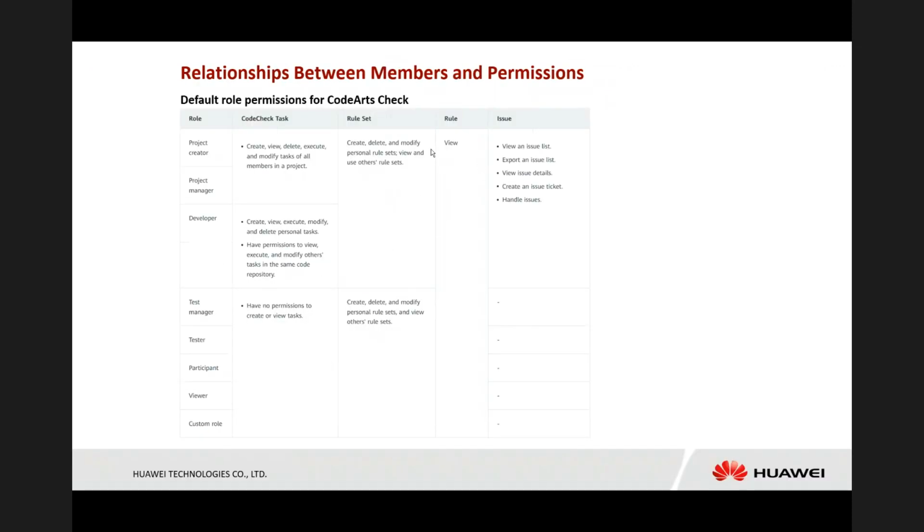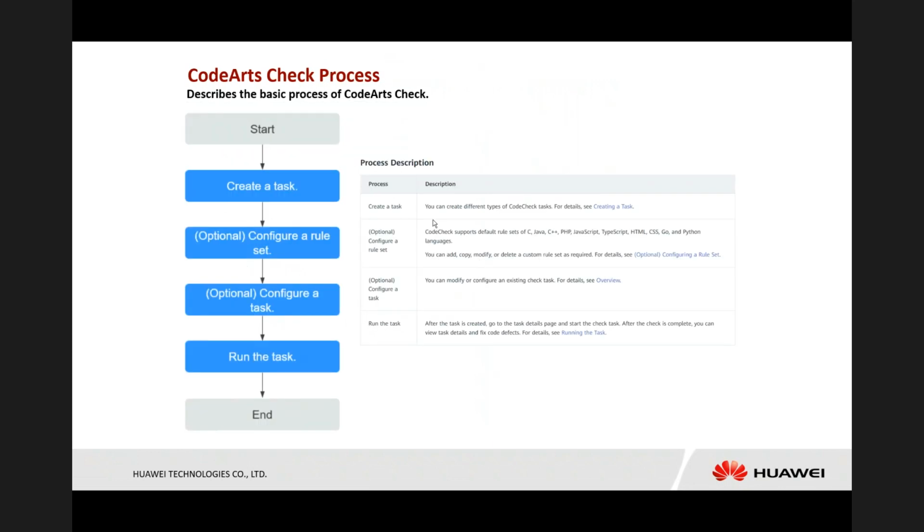For CodeArts Check, you can have different permissions for different tasks. You can see we have project creator, project manager, developer, task manager, tester, participant, viewer, and custom roles. Different roles can have different permissions for CodeArts Check. For a clearer picture of CodeArts Check, you can view here.